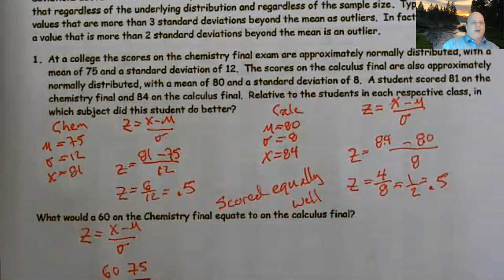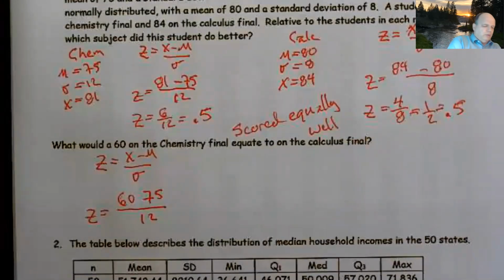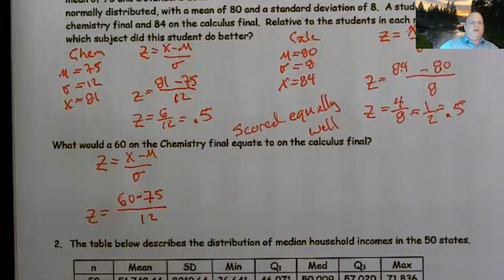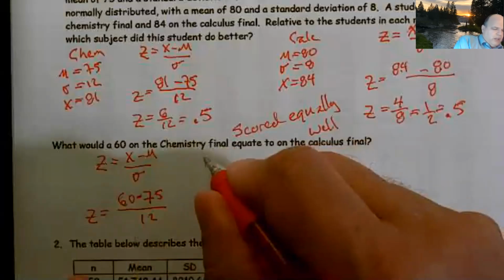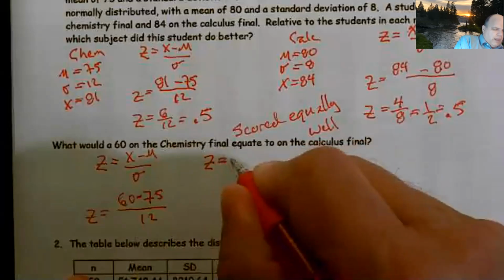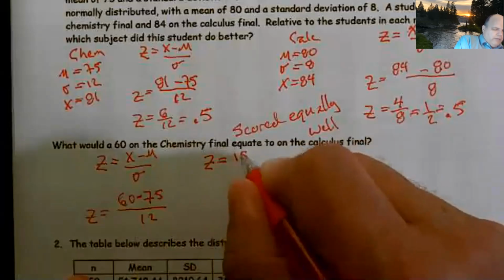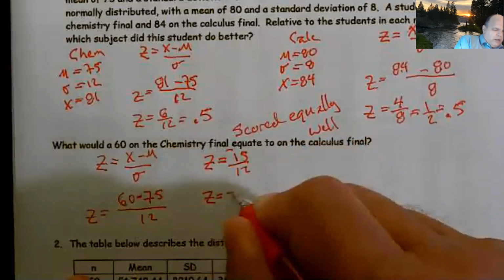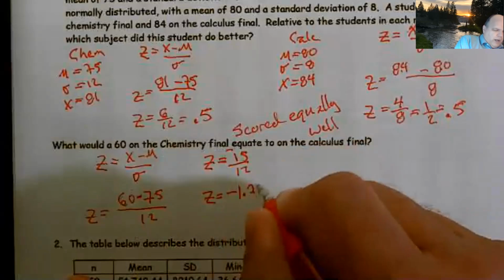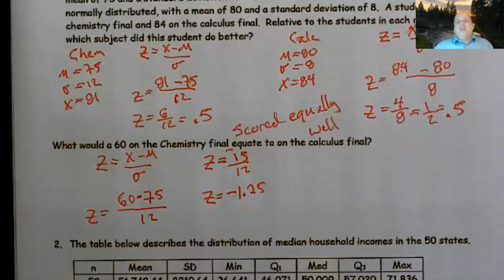I'll put a minus sign there. There we go. So how did he do? Well, first off, he didn't score so well. He made a 60, but we went z equals negative 15 over 12. So z equals negative 1.25. So basically, he scored 1.25 standard deviations below the mean. All right. Well, how does that compare on the calculus final?